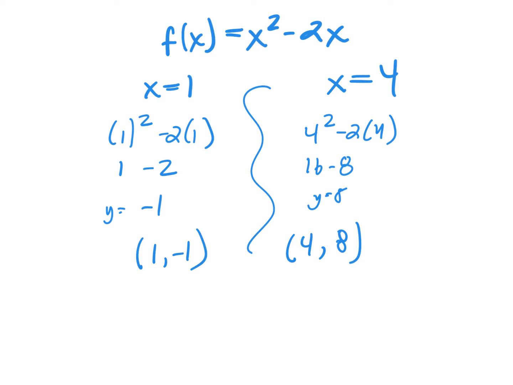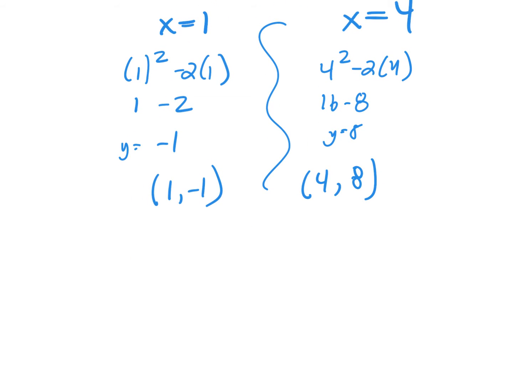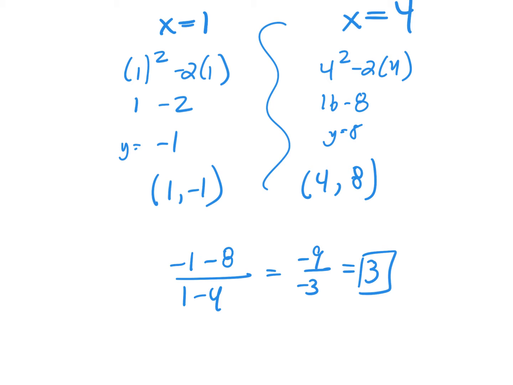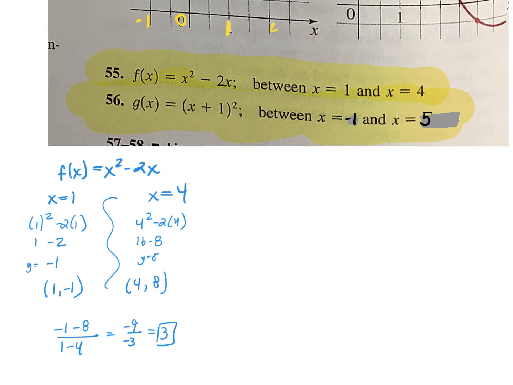What do I have to do? y2 minus y1. So it doesn't matter if you do negative 1 minus 8 or 8 minus the negative 1. I'm just going to say negative 1 minus 8. So if I put negative 1 first for y, what do I have to put first for x? So then 1 minus 4. What is negative 1 minus 8? Negative 9. What is 1 minus 4? Negative 3. And a negative divided by a negative gives me a positive. Perfect. So your average rate of change between the two intervals x equals 1 and x equals 4 is positive 3. Questions?